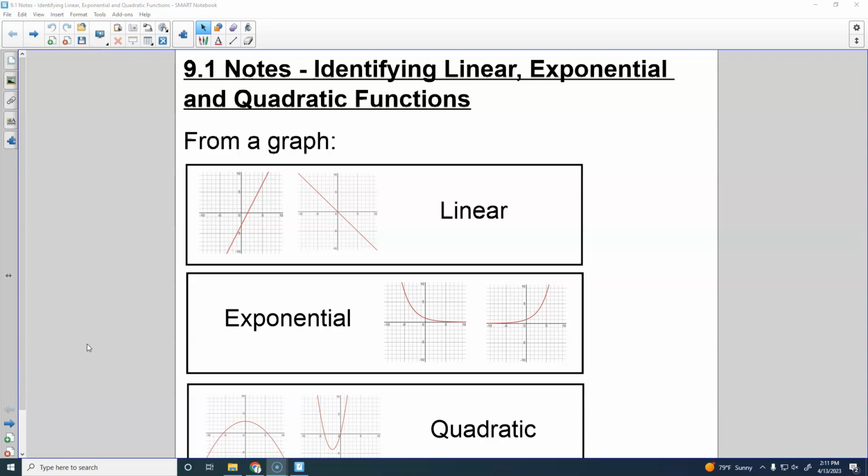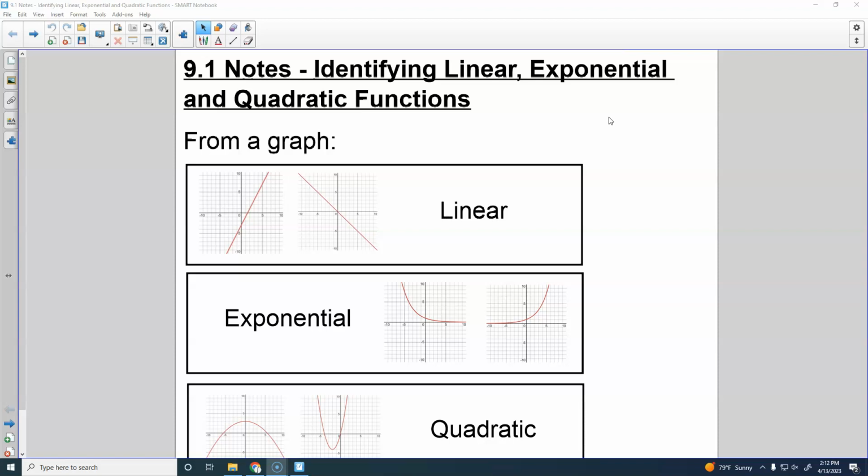But Unit 9 is just going to be really not new information, but comparing different types of functions that we have already learned about. Okay? So, for Unit 9, Section 1 hopefully should be something we can get through pretty quickly. It is mostly on being able to identify what is linear, what is exponential, and what is quadratic.